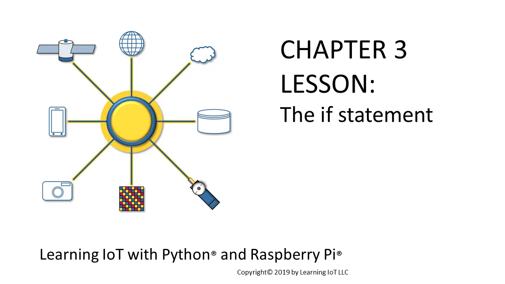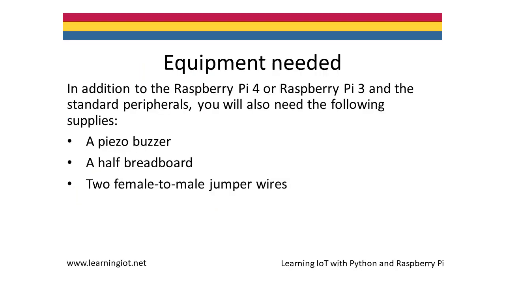This video accompanies Learning IoT with Python and Raspberry Pi. In this video, you will learn how to write if statements. The final script in this video lecture illustrates how to control a piezo buzzer using an if statement. Hence, you will also need a half breadboard, a piezo buzzer, and 2 female-to-male jumper wires.